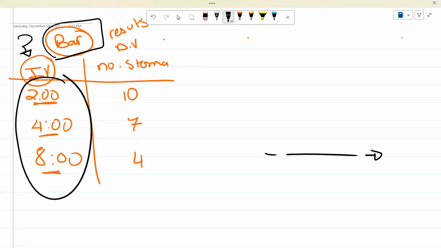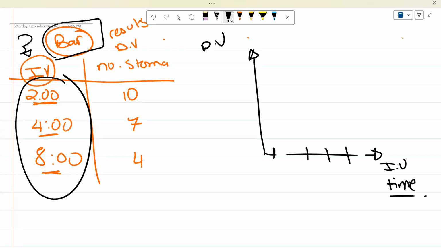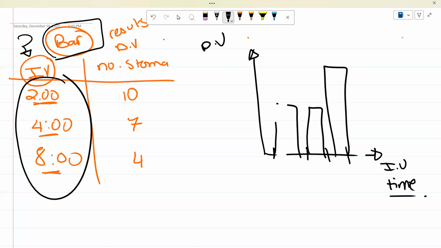So we have on the x-axis the independent variable, times of the day. Sometimes it's in the form of a 12-hour clock or a 24-hour clock. And the dependent variable, my results, are on the y-axis. Again, I will divide my graph into equal bars, fine. One bar for 2 p.m., another bar for 4 p.m., a third bar for 8 p.m. Again, the bars should be the same size and equally distant.